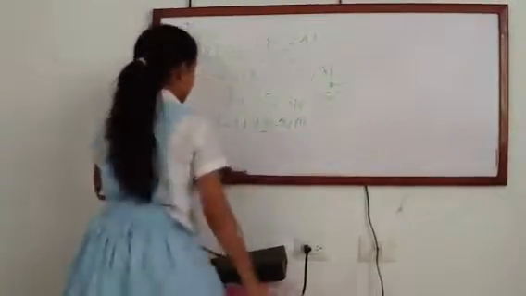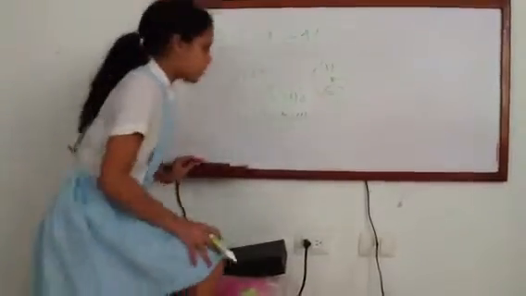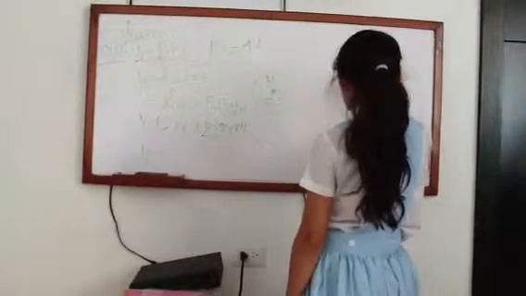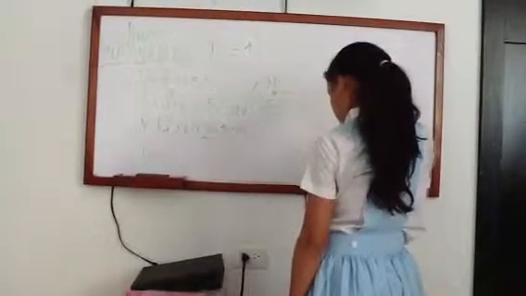So first we will multiply 3.14 times 30.25. Okay.